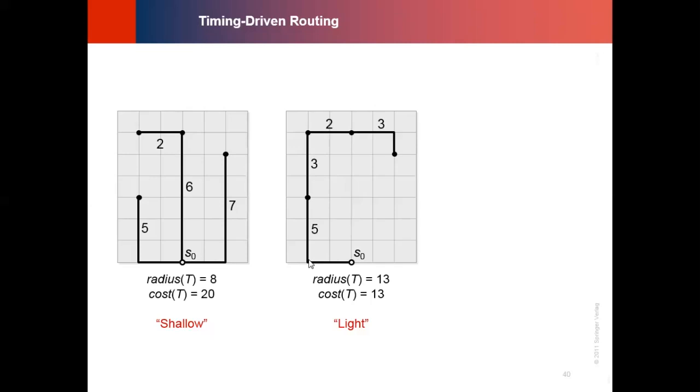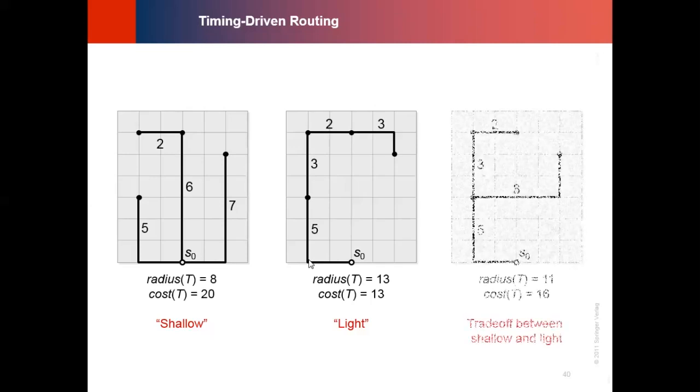If we do a trade-off between these, then we will have another tree, where the radius is increased and the cost is also increased. So this is the trade-off between the shallow and light tree. If we increase the radius, the cost will decrease, and if we increase the cost, the radius will decrease, and vice versa. So in these three examples we can understand the difference between the shallow tree, the light tree, and the trade-off.